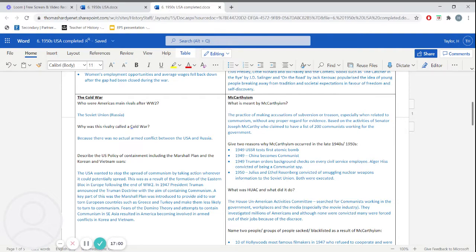Also in 1949, Truman orders background checks on every civil service employee, and a member of the government named Alger Hiss was convicted of being a communist spy. And then in 1950, Julius and Ethel Rosenberg were convicted of smuggling nuclear weapons information to the Soviet Union. Both were executed for this crime.